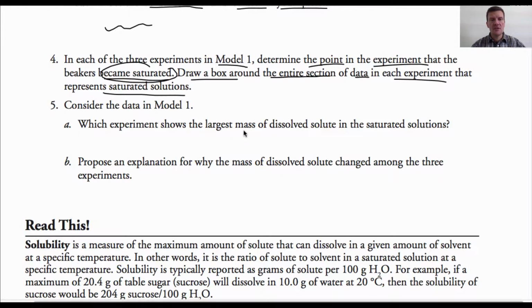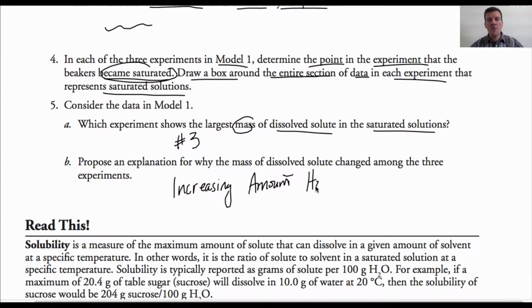Which experiment shows the largest mass of dissolved solute in the saturated solutions? So that would be experiment number 3. Propose an explanation on why the mass of dissolved solute changed among the 3 experiments. Well, you have increasing amounts of water. Increasing amount of water is going to allow for more and more solute to be dissolved.